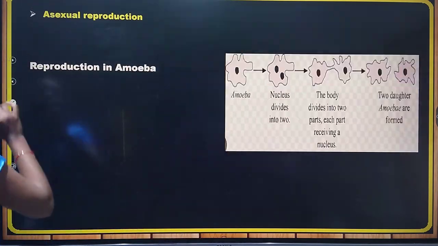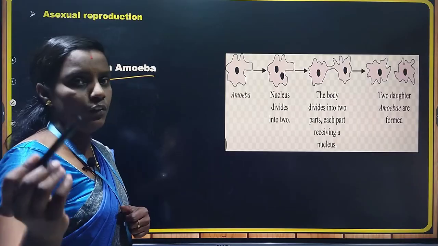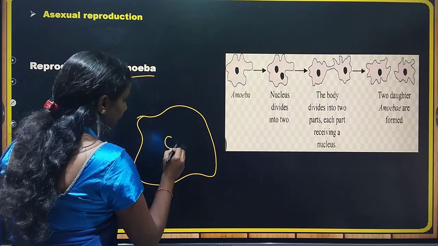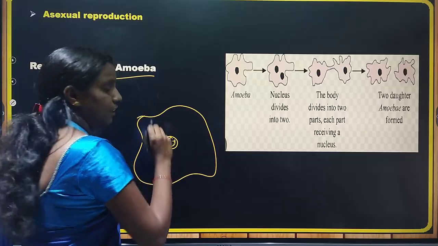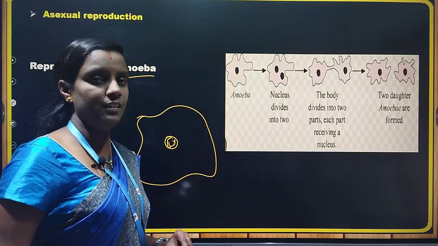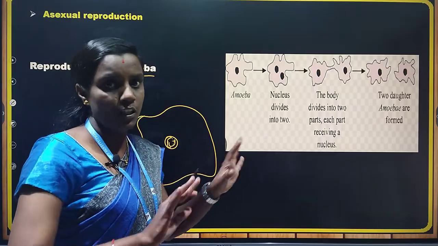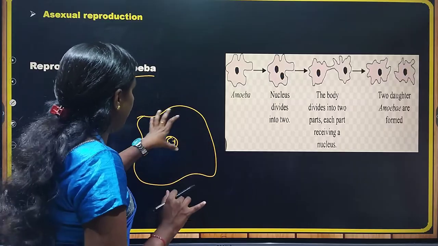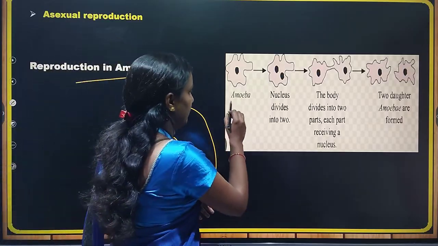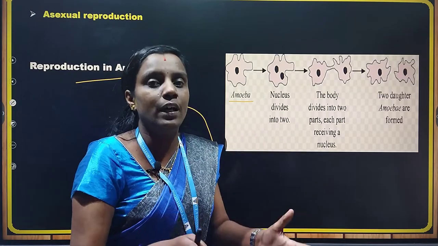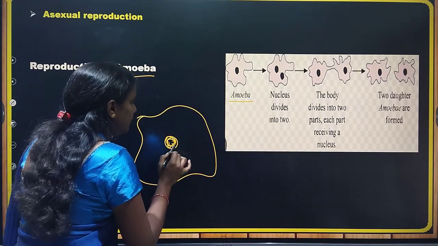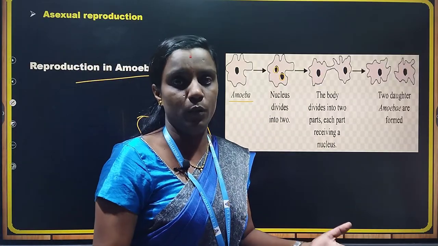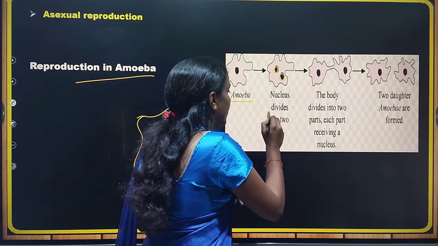Okay. Next, we will go with the reproduction in Amoeba. So when you consider Amoeba, what happens? It is a shapeless structure and it has a nucleus right in the center. It does not have differentiated body parts, no organs or organ systems, it has only a nucleus and a space inside. So what is happening here? In Amoeba the nucleus is going to divide. When you consider this is the nucleus, okay, this is going to divide like this. Two nuclei are going to form. So the nucleus divides into two.